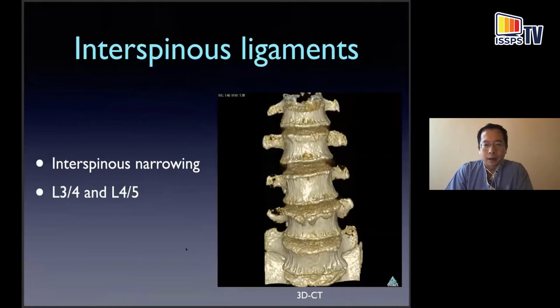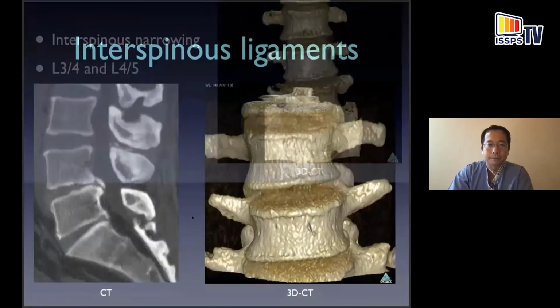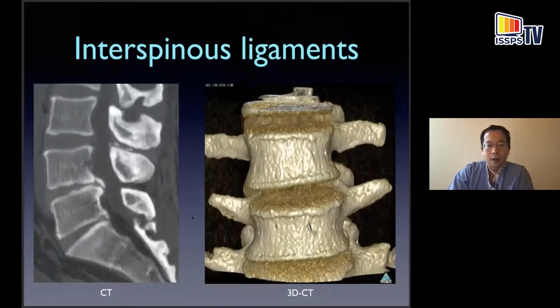So this slide is just another 3D CT just to demonstrate the narrowing of the intervertebral disc spaces at L3, L4, and L4, L5 levels with calcifications and osteophytes as well. And so once you have loss of intervertebral disc height, you will have loss of interspinous spaces. Here, another example of calcification in the interspinous spaces themselves.